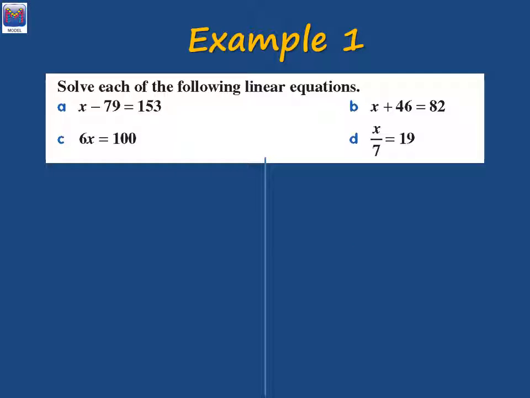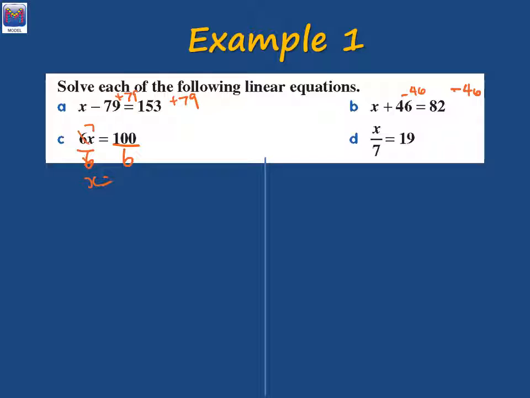Here's a few more. I'll just do a couple of them. If I look at, say, number A, what I'm going to do is plus 79 to that side, and you can work out 153 plus 79. In C, I'm going to divide by the 6 because I've got 6 times the x, so I divide by 6, they cancel out. I've got to divide the 100 by 6, and you can work out what 100 divided by 6 equals. B is the same as A, it's a plus 46, so a minus 46. It's the same type of question.